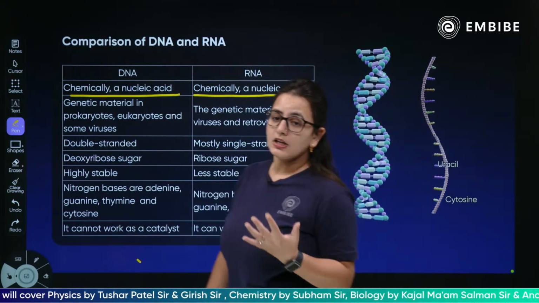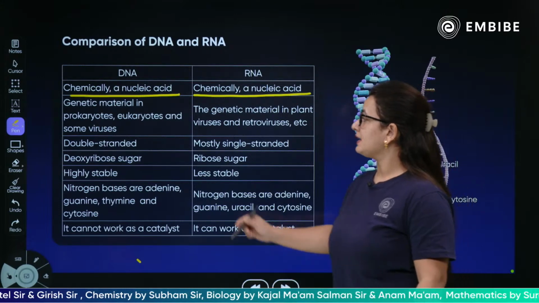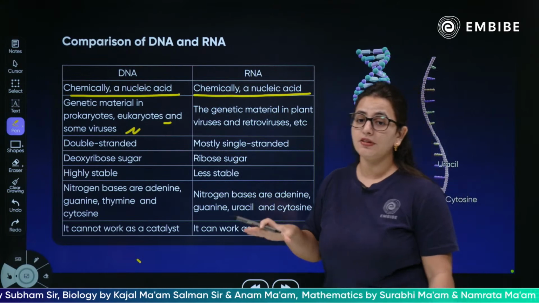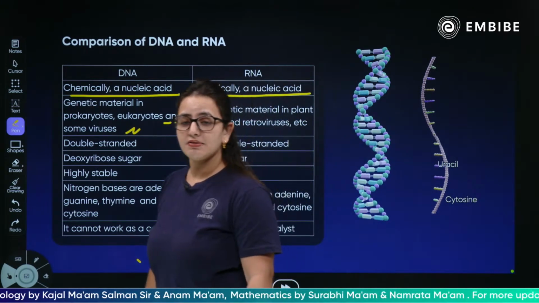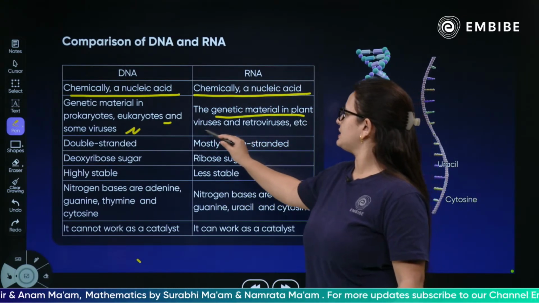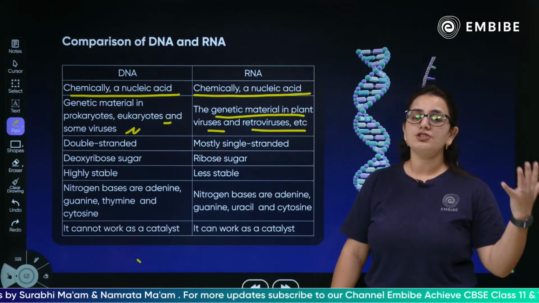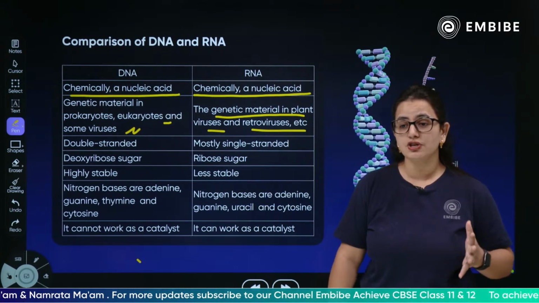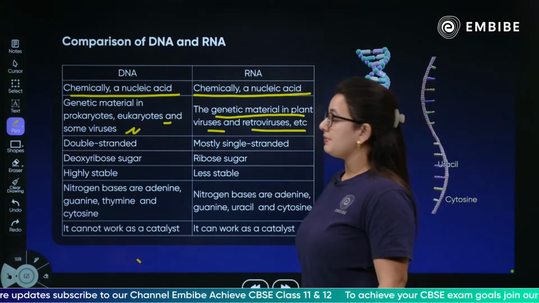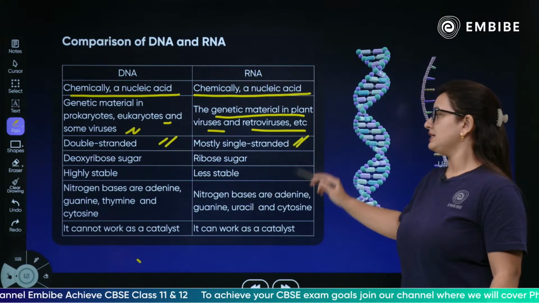DNA is chemically a nucleic acid, and RNA is also chemically a nucleic acid. Genetic material in prokaryotes, eukaryotes and some viruses is majorly the DNA. RNA is not the genetic material in most things, but viruses generally have RNA as genetic material. The DNA will be double stranded while the RNA is mostly single stranded.